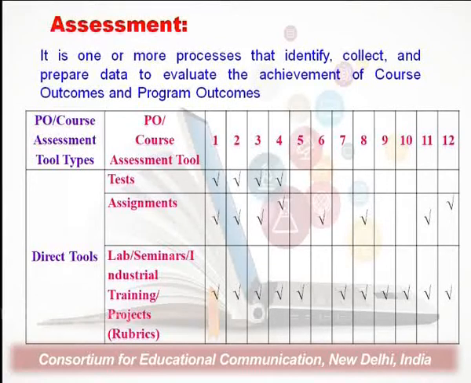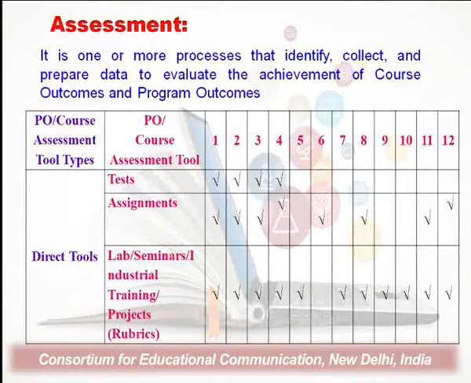Let me first tell you how we do the assessment as far as the direct part is concerned. Directly you can assess the attainment of the program outcomes by taking tests of the students, assignments of the students, and of course, the labs, the seminars, industrial training, projects and the rubrics.